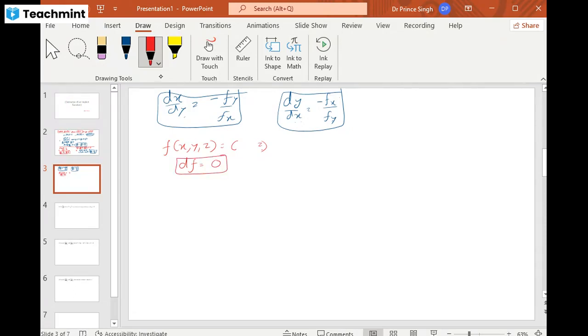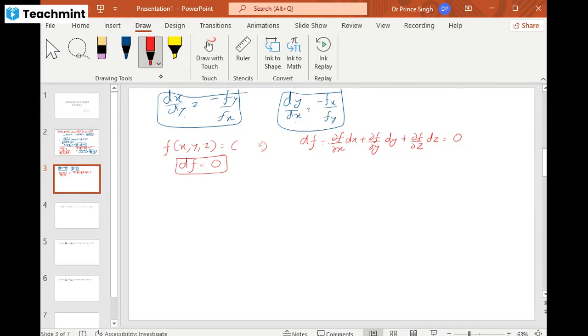So if I use here the definition of total derivative, this time your function depends upon three variables. So this is ∂f/∂x dx plus ∂f/∂y dy plus ∂f/∂z dz. This is equal to zero because df is equal to zero.